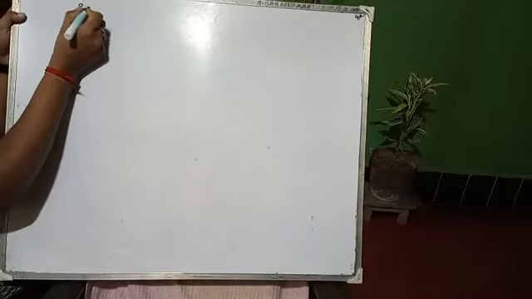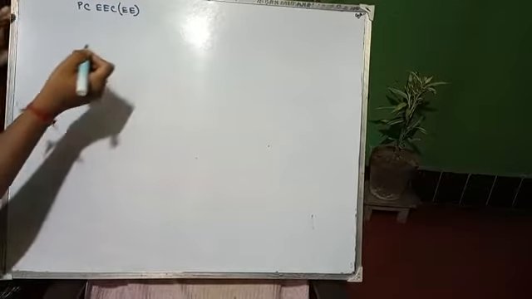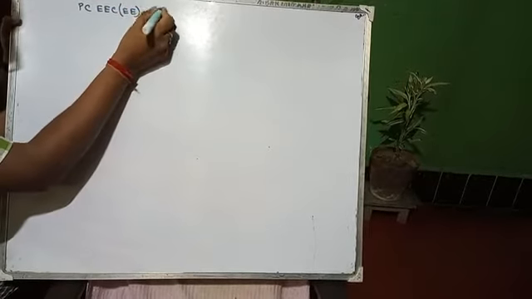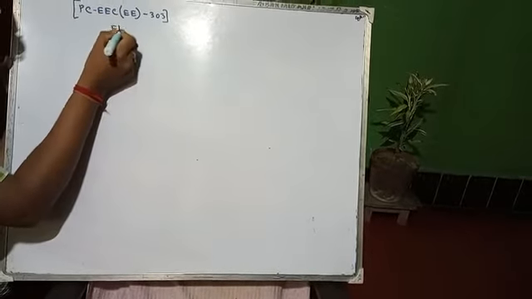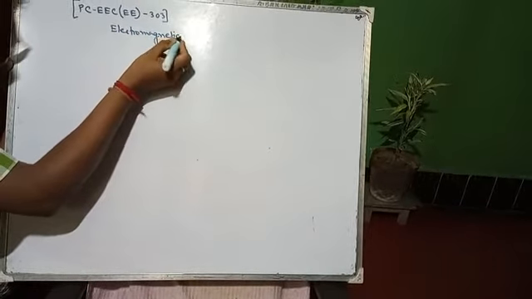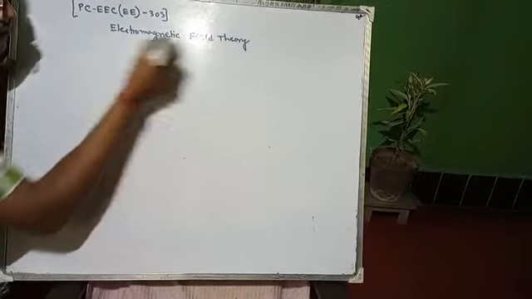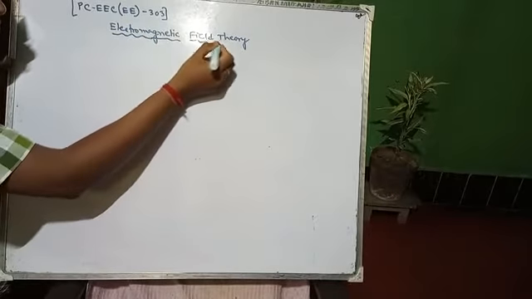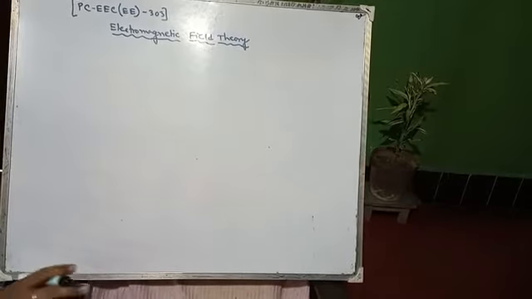syllabus. So first, let us start from your subject code, that is PC EEC within bracket EE 303. Okay, this is your subject code for field theory. So subject name is electromagnetic field theory. Okay, so first let us consider the syllabus.